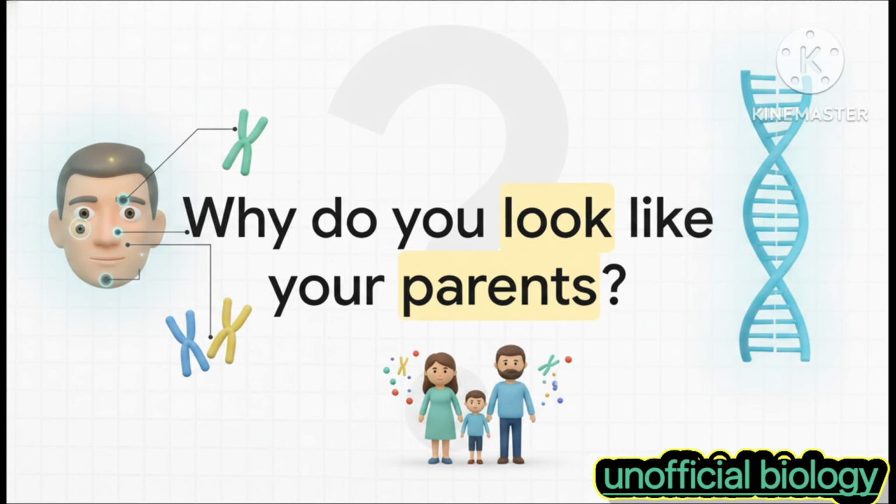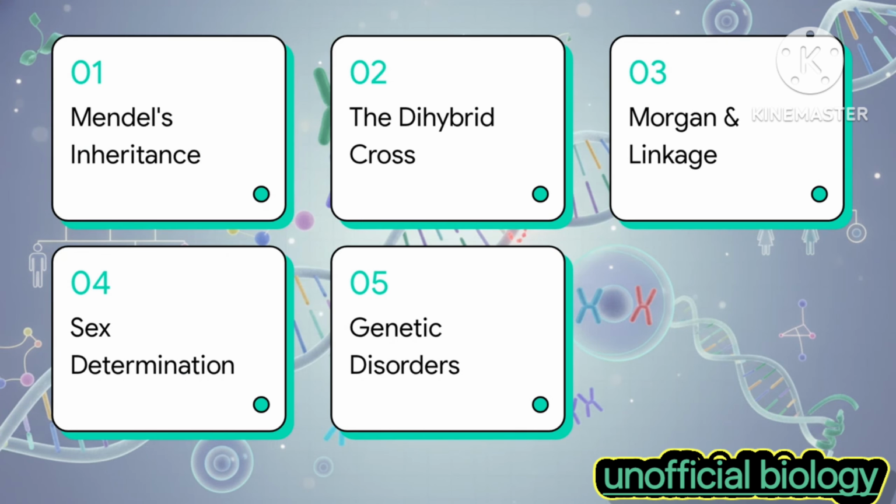How exactly are physical traits, like your eye color, your height, or even the exact shape of your nose, passed down so flawlessly through generations? For centuries, humanity honestly had absolutely no idea. But today, we're going to map out exactly how that works step by step. Okay, let's dive into this.